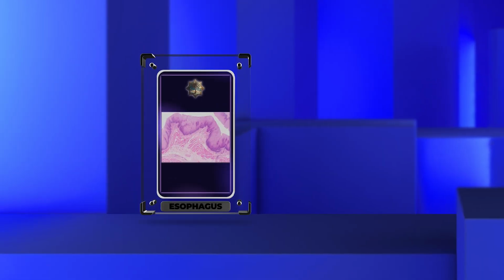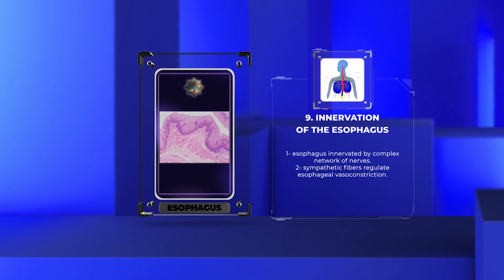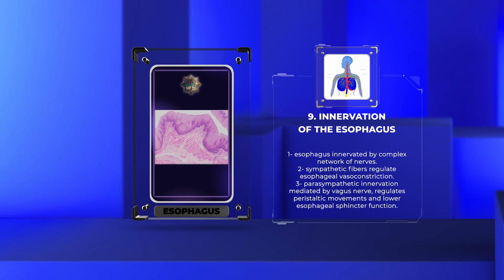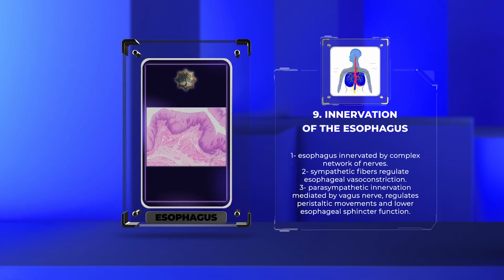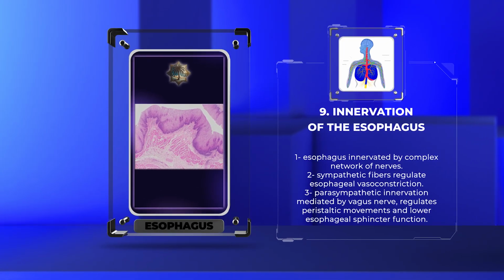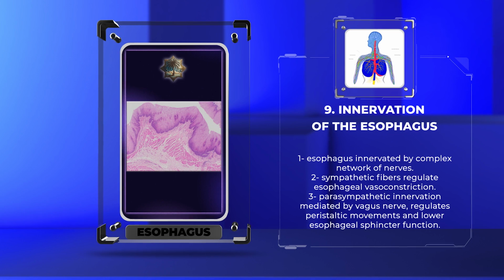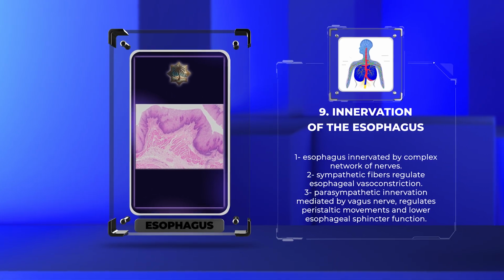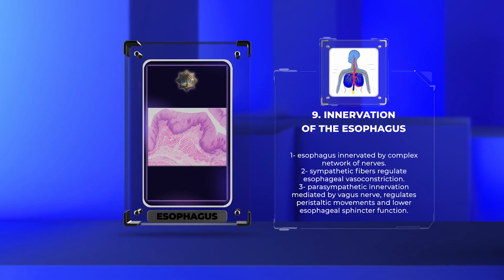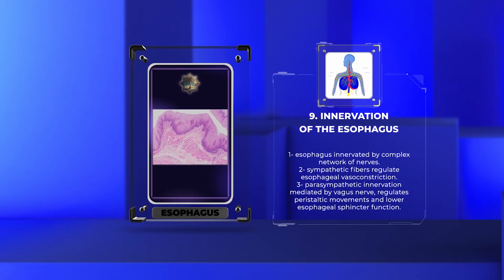The esophagus is innervated by a complex network of nerves, including both sympathetic and parasympathetic fibers. The sympathetic fibers originate from the thoracic sympathetic ganglia and predominantly regulate esophageal vasoconstriction. Parasympathetic innervation is primarily mediated by the vagus nerve, which regulates peristaltic movements and controls the lower esophageal sphincter's function.